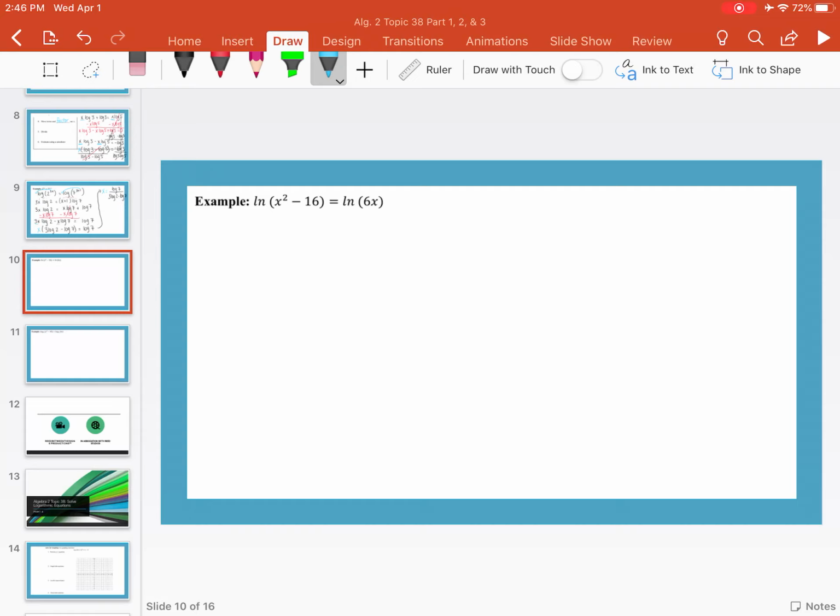Now sometimes we have the natural logs instead of just the regular logs. So using the property of equality, because we have the ln of both sides, then that's the same as saying, well, x squared minus 16 equals 6x. Now here we have a quadratic. And we know how to solve a quadratic. We can factor, we can use the quadratic formula, we can solve by completing the square.